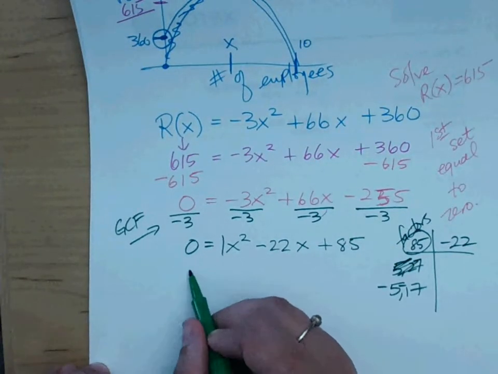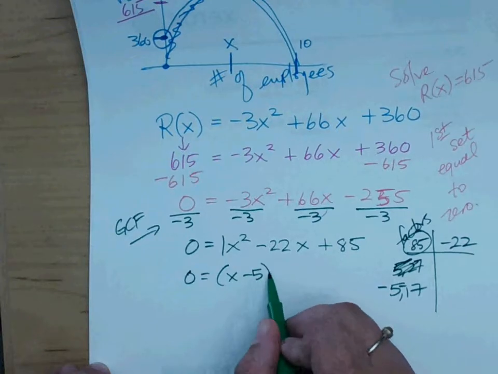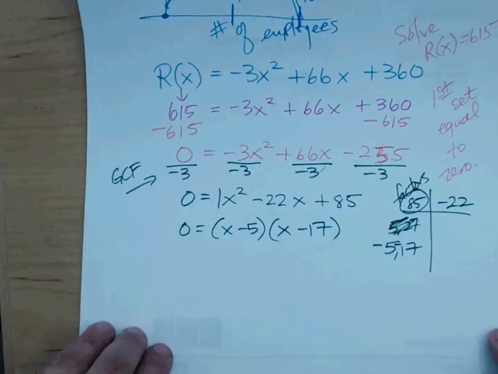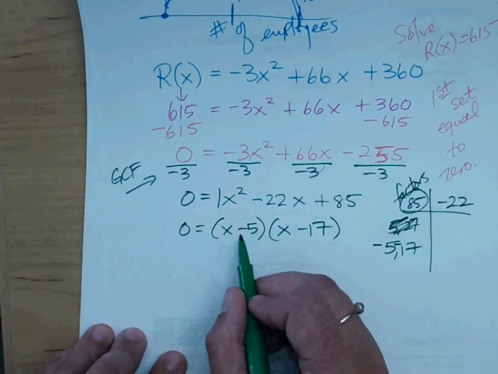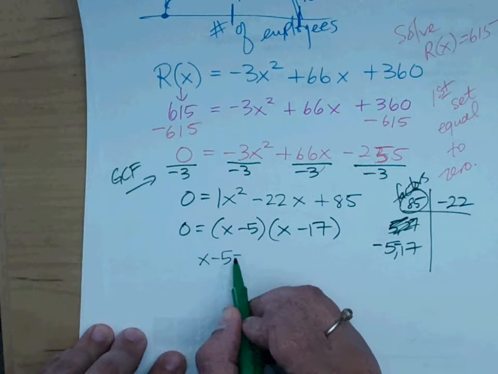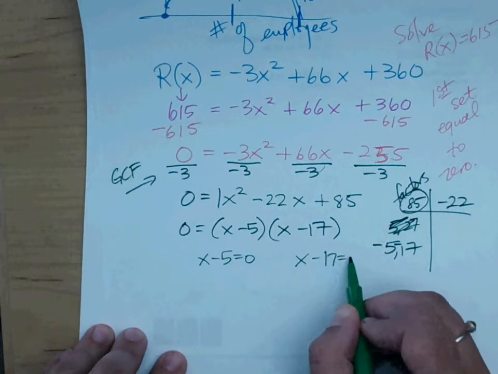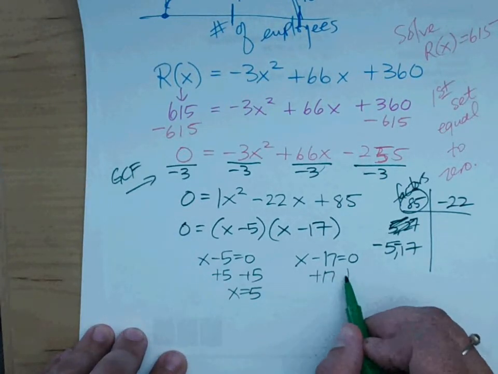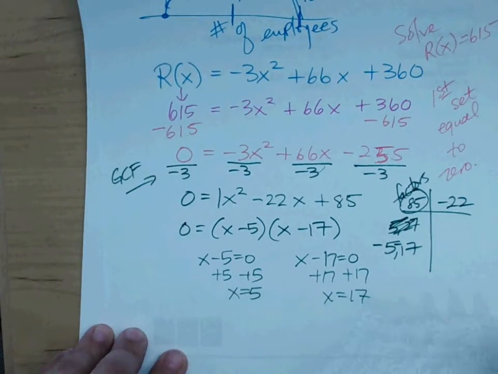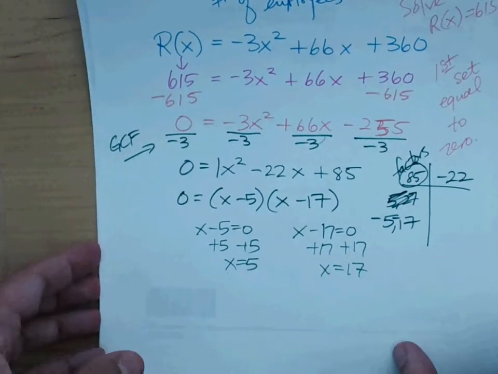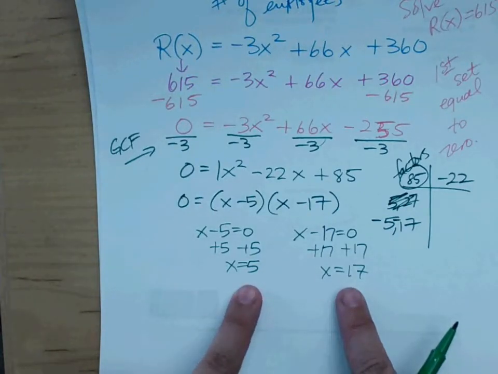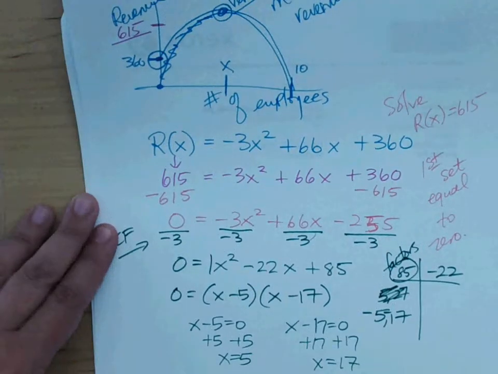Okay, so now we have 0 equals x minus 5 and x minus 17, right? Are you with me? So what does x have to be in order for this to give you 0? x minus 5 equals 0, x minus 17 equals 0. Add 5 to both sides, we get x equals 5. Add 17 to both sides, we get x equals 17. So how many employees do I need to make a revenue of $615? 5 and 17. So let's go back up here to the graph.